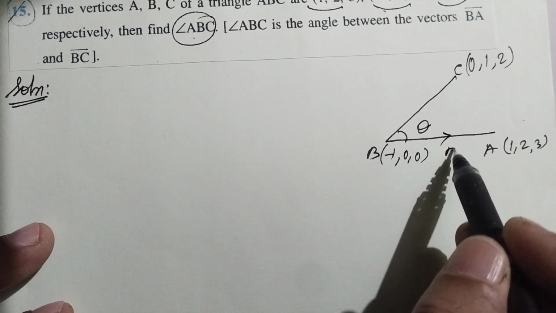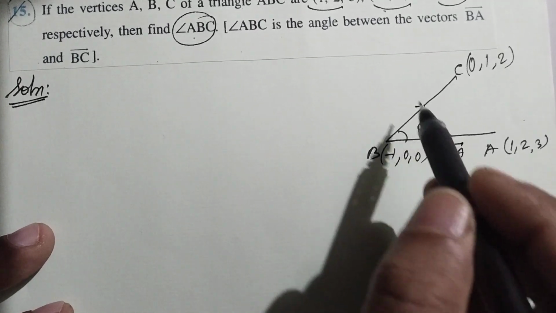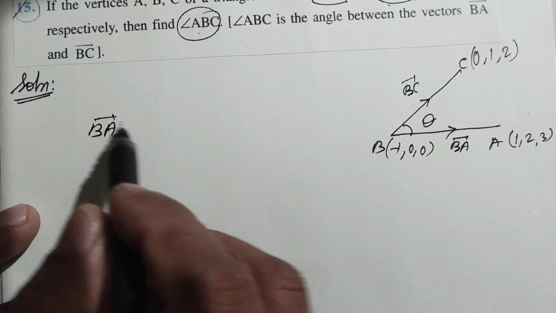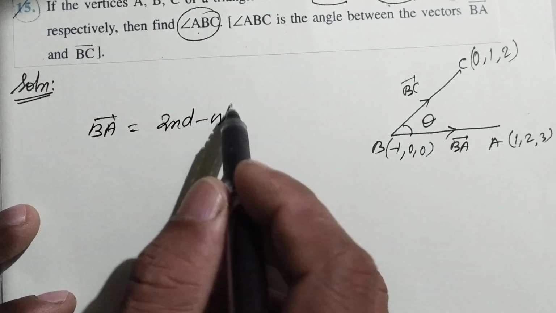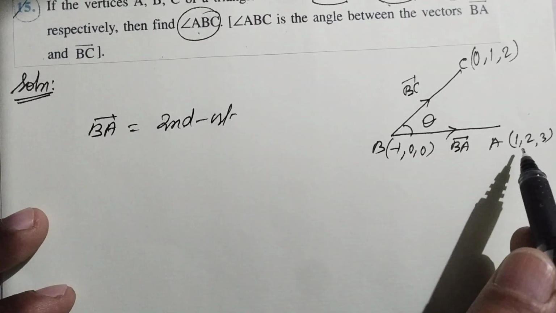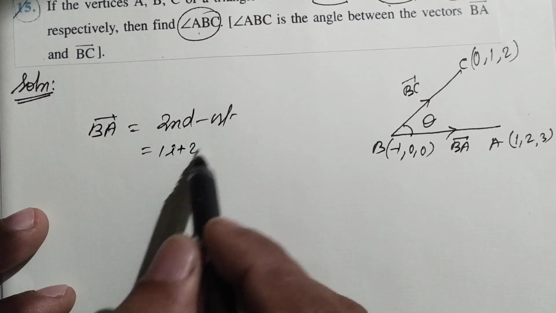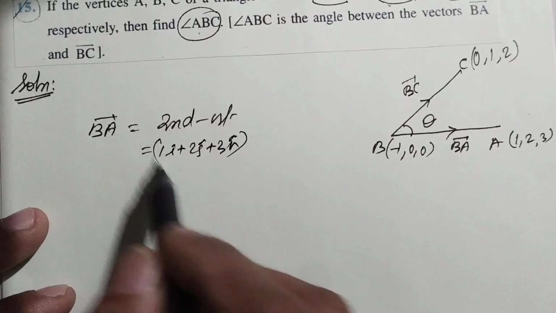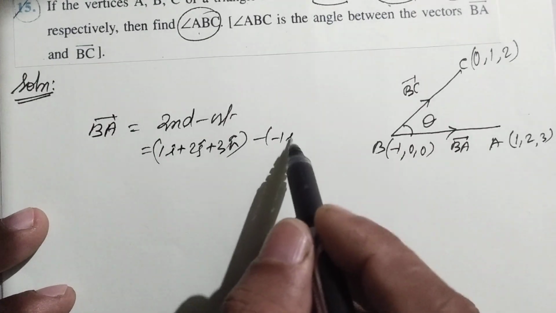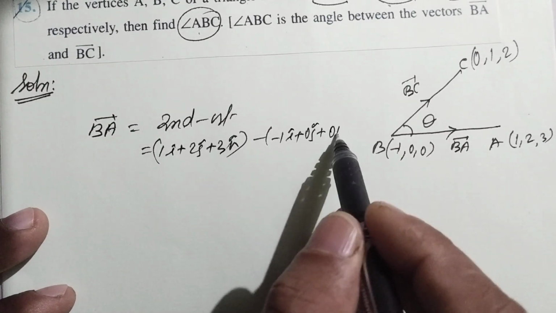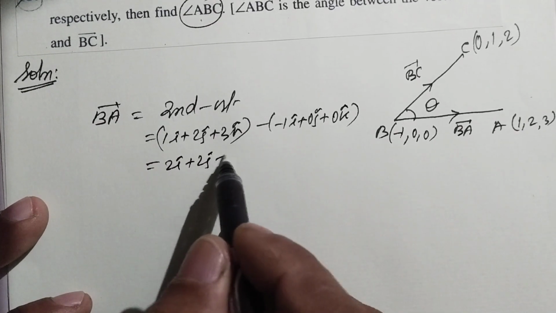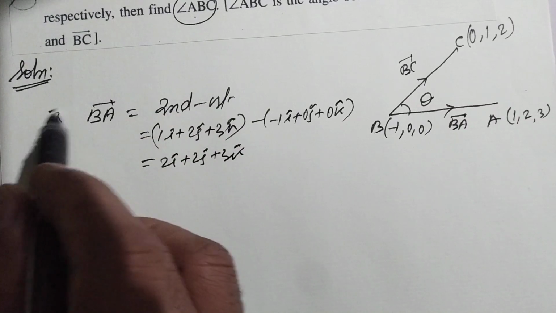Now we can clearly see in the diagram angle theta is made by vector BA and vector BC. So at first we will find out vector BA. We know it is found by second minus first, position vector of second minus first. So in this order we are writing, A is second. So A position vector will be 1i plus 2j plus 3k minus first. First is B, it is here. Minus 1i 0j 0k. So it is 2i plus 2j plus 3k. And I can mark this vector A now.